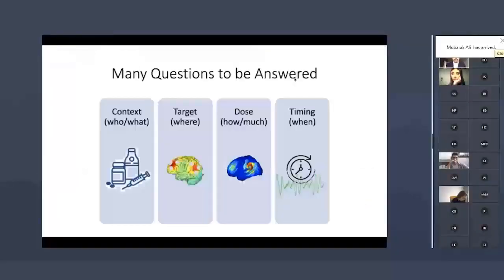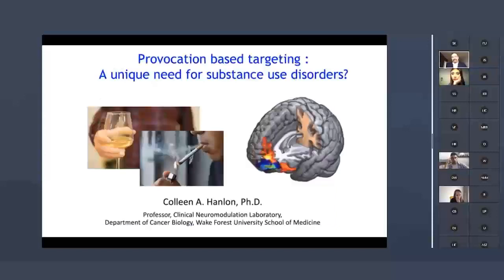So these are the questions that we have and how we might be able to address optimization issues, specifically in the field of addiction neuromodulation. And our next speaker, Dr. Colleen Hanlon, who is one of the shining stars in the field, and my co-chair here, is going to give you an idea about how we can do optimization using provocation-based targeting. Colleen, please.